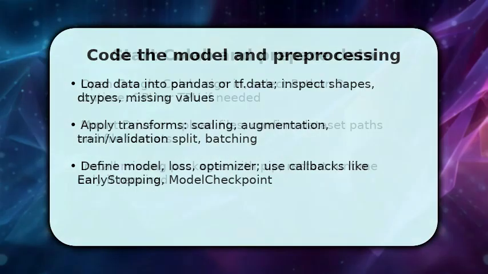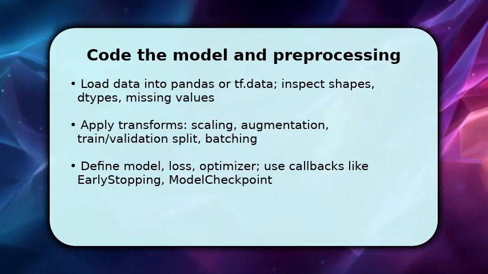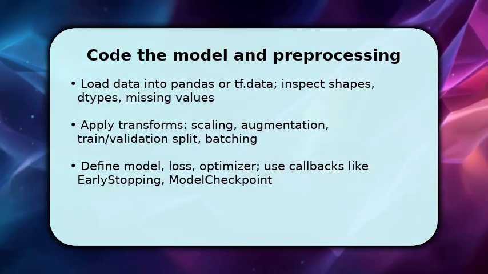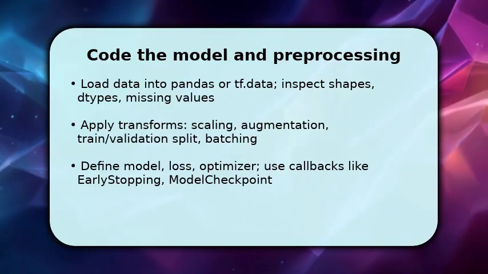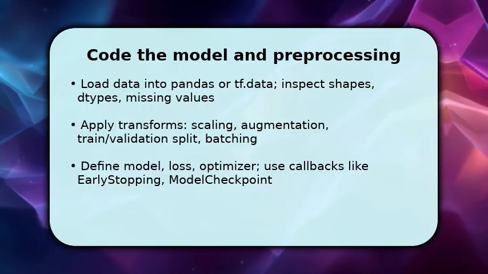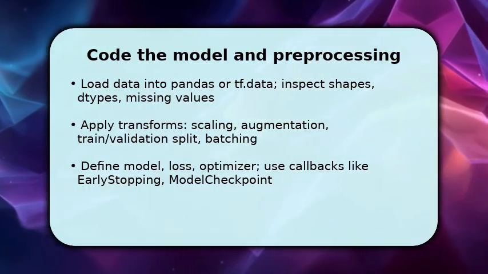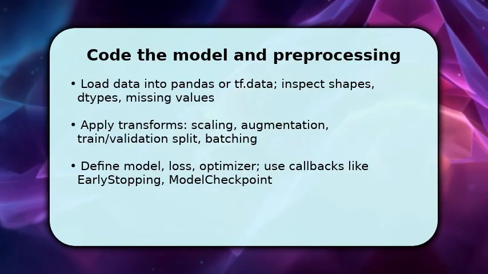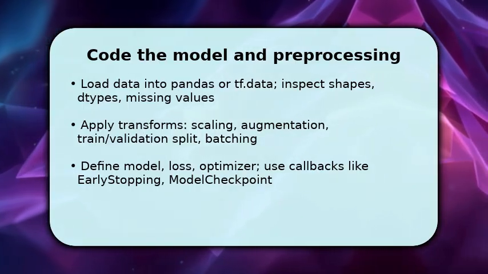Now you build the core. Load data into Pandas or TF.Data and inspect shapes and missing values so your model gets clean input. Then apply preprocessing, scale numeric features, augment images, and create train/validation splits with proper shuffling and batching.